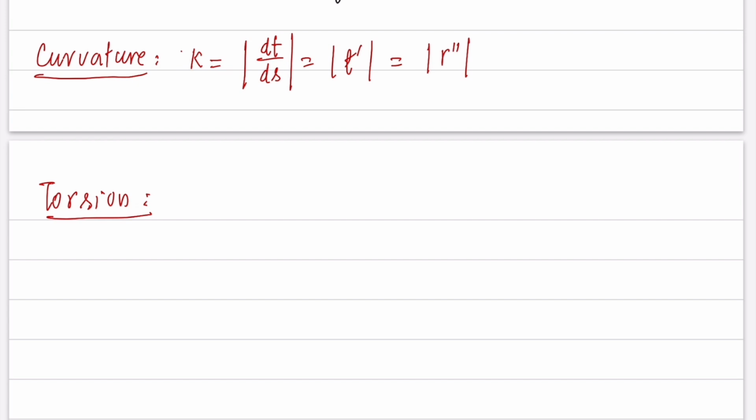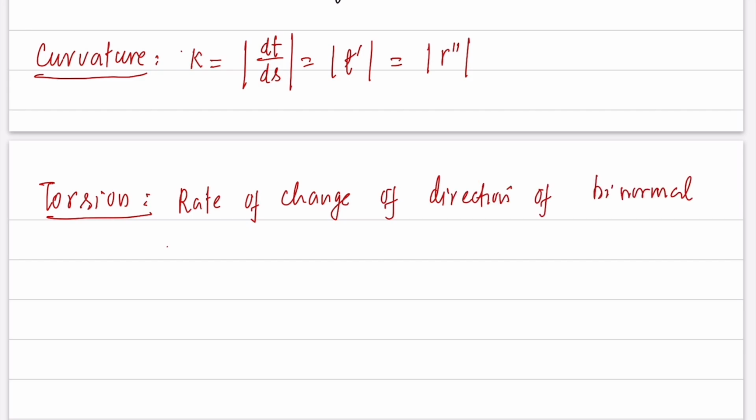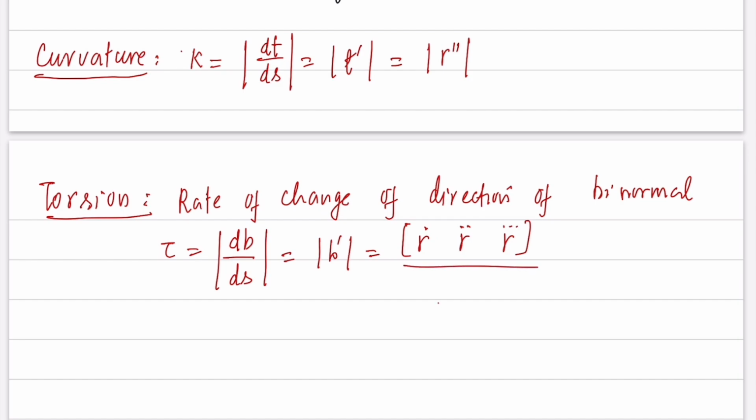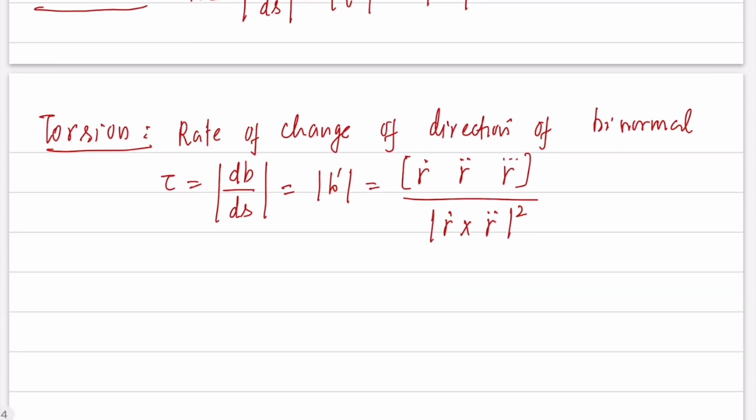Curvature and torsion, these are very important terms. Torsion is the rate of change of direction of the binormal of a curve. We denote it by tau, defined as dB by ds, where s is the arc length, and this can also be written as b dash. And this is defined as the scalar product of r dot, r double dot, r triple dot, whole divided by the norm of r dot cross r double dot whole square. This can also be treated as a formula for evaluating the torsion.